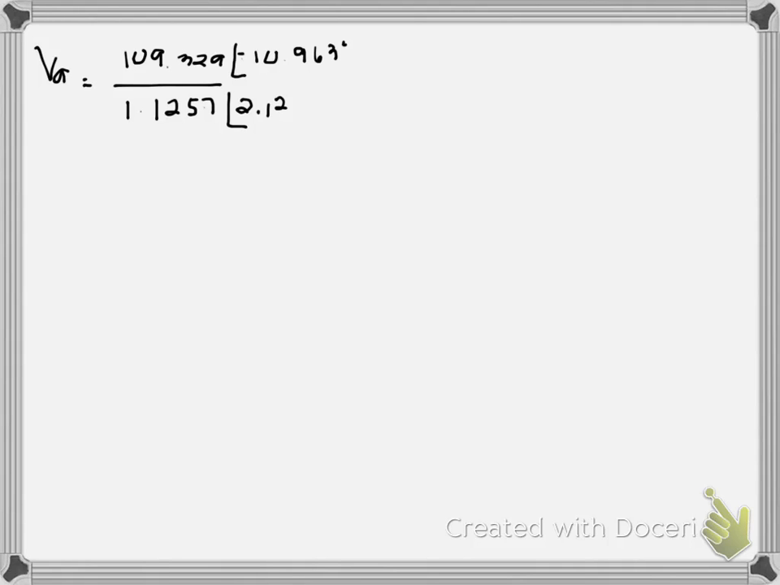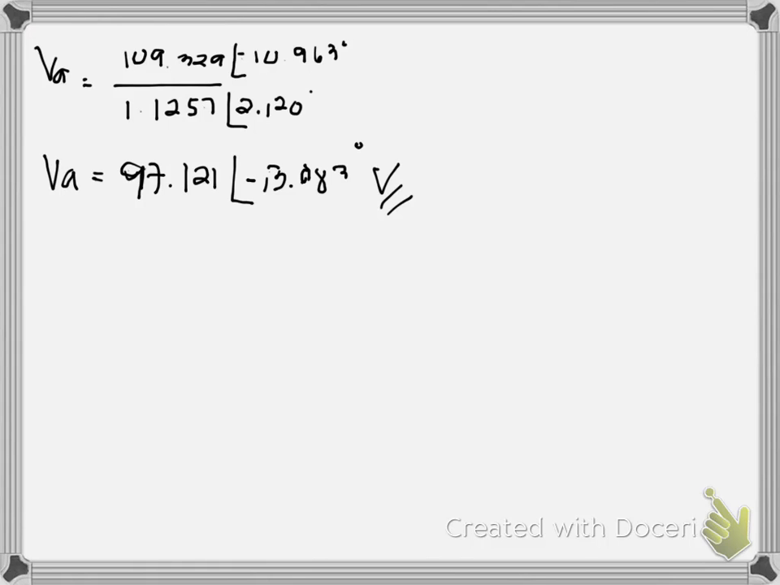And so if we perform Cramer's rule, we have for VA, 0.329 angle negative 10.963 all over 1.1257 angle 2.120, and so VA is equal to 97.121 angle negative 13.083 volts.